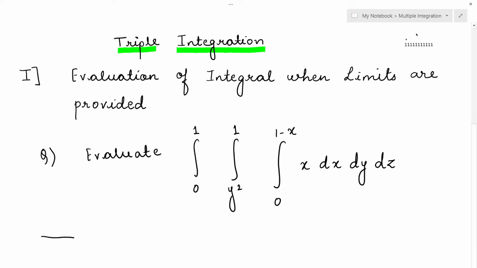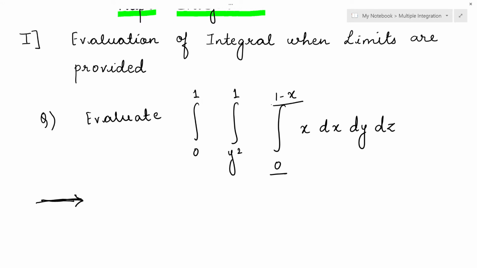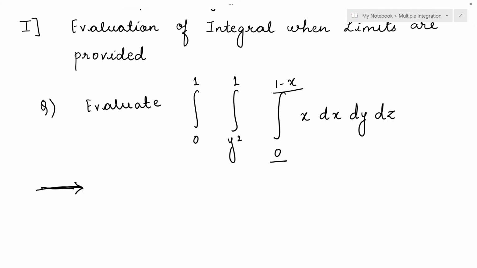Always we check the innermost limits, and now we can see that the innermost limits are 0 and 1 minus x. Since the innermost limits are 0 and 1 minus x, we will have to decide what we need to integrate first, right? So you have two options. Since it is in terms of x, and look at the outer limits, they are y square and 1. There are three variables x, y, z.